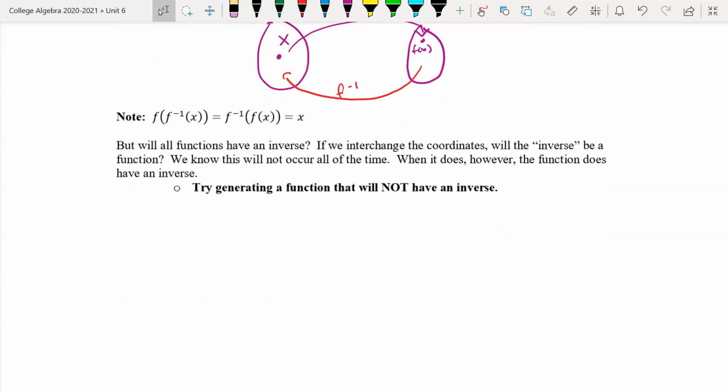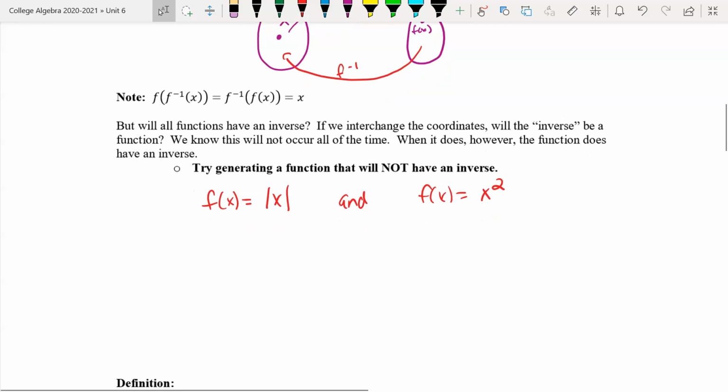So will all functions have an inverse? If we interchange coordinates, will the inverse be a function? We know this will not occur all the time. When it does, however, the function does have an inverse. Some functions that won't have an inverse, absolute value is really popular that you see. Anything with x squared in it is not going to have an inverse. So just keep that in mind, because on the homework, they're going to ask you, does this function have an inverse? And you should be able to tell me based off of just the type of function that it is.